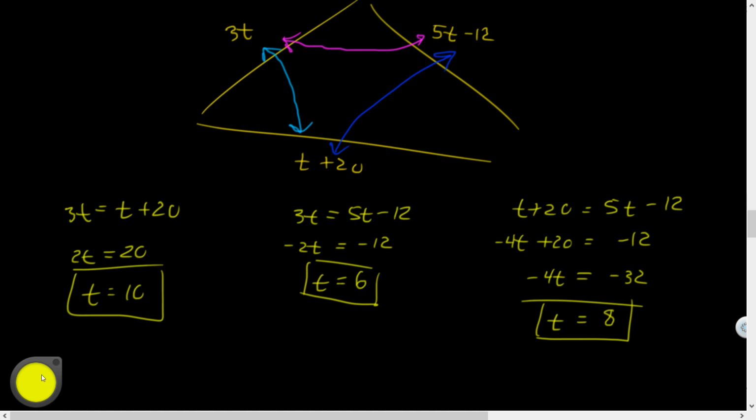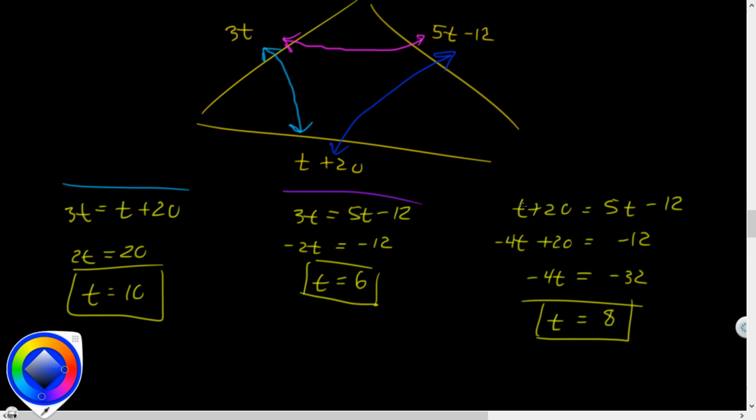All right, so this was the blue statement, this was the purple statement, and this was the dark blue statement. Each of those possibilities of t would make a different isosceles triangle, and I think that's good enough.